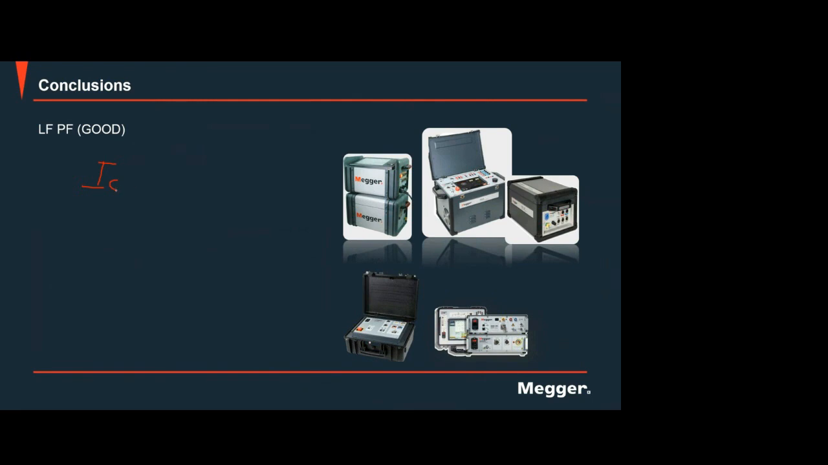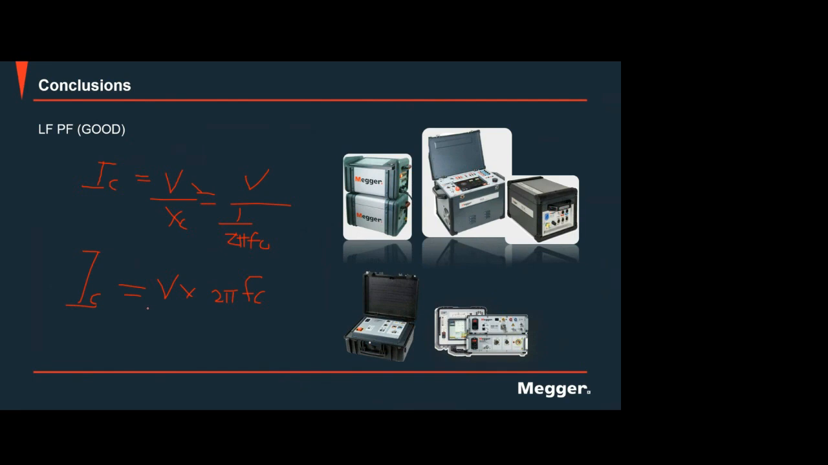And capacitive current is equal to voltage over XC. Remember, from college, we have this formula. And of course, XC is equal to 1 over 2 pi FC. So you have voltage divided by 1 over 2 pi FC. So in short, it is voltage times 2 pi FC.